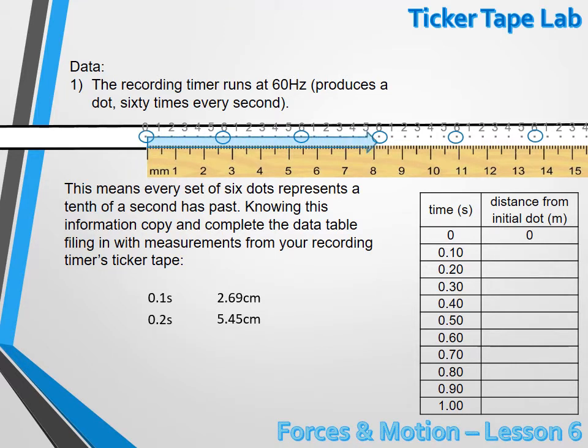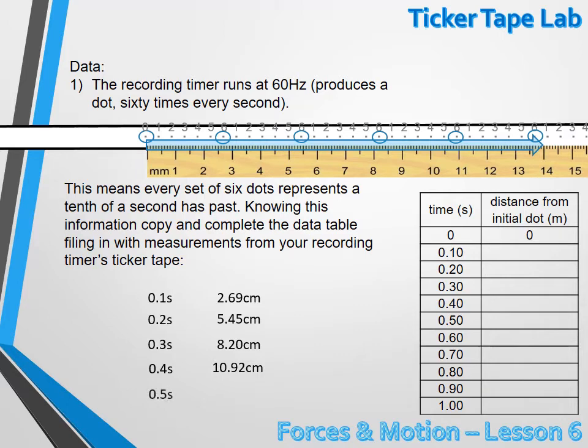For 0.3, I'm going to measure from 0 all the way over to the third dot I circled, and at 0.3 seconds, that dot appears to be right on the line, so I write 8.20. Then I measure from 0 to the fourth dot, and that's 0.4 seconds, and that came out as 10.92. And then I measure over from 0 to the fifth dot, so in 0.5 seconds, I covered a distance of 13.66 centimeters. And I continue to do that until I've hit 1 full second.